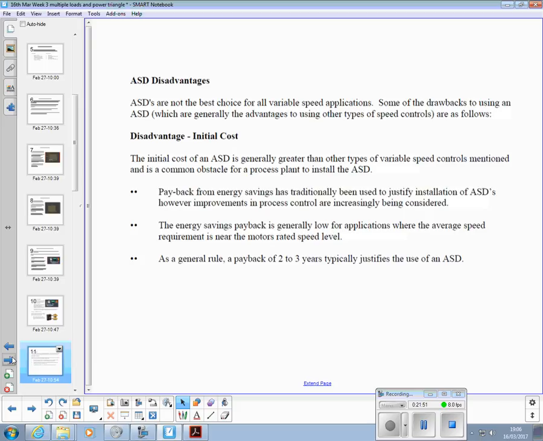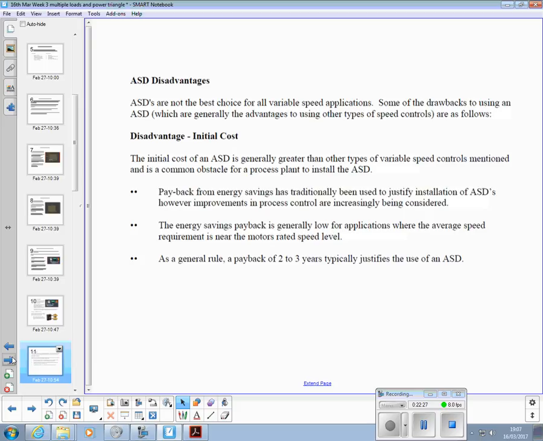Disadvantages. Not the best choice for all variable speed applications. Some of the drawbacks to using ASDs, which are generally advantages to using other types of controls, are as follows. Initial cost. Generally greater than other types of the variable speed control mentioned, and is a common obstacle for a plant to install the ASD. Payback from energy saving has traditionally been used to justify it. However, improvements in process control are increasingly being considered, so other types of improvement.